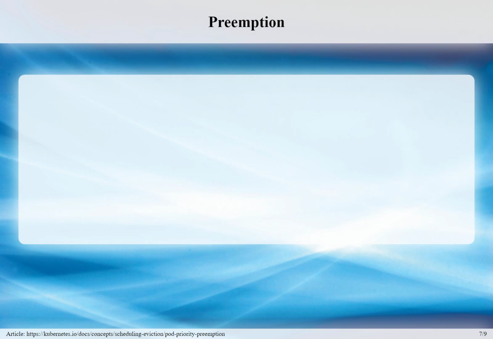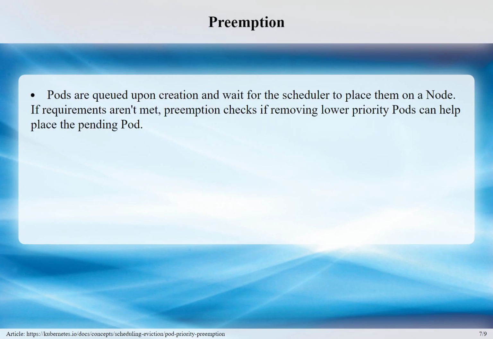Preemption. Pod scheduling and preemption. Pod scheduling queue. When pods are created, they enter a scheduling queue, waiting for the scheduler to place them on a suitable node. The scheduler checks nodes to ensure they fulfill the pod's requirements.